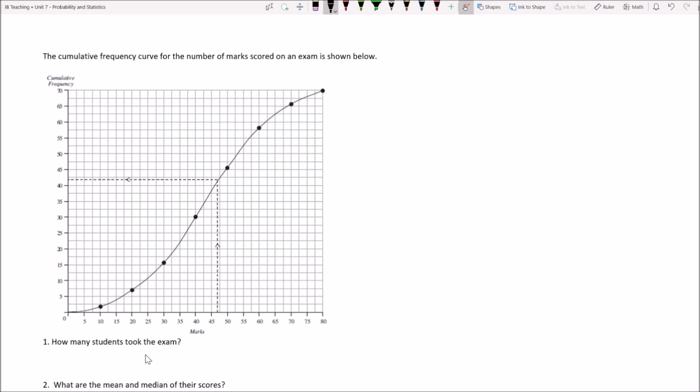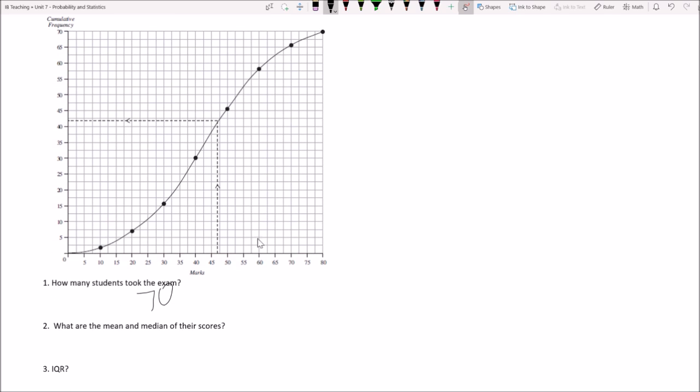How many students took the exam? Is that something we can tell? Yeah, sure it is. They tell us the cumulative frequency goes all the way up to 70. That tells us that 70 students took the exam. What about the mean and median of the scores? Are we able to say that? Well, if 70 students took this, the middle student is the 35th and 36th student, so the average of those two. So we can go in here to 35, and we can trace this over, and this goes right down into here.